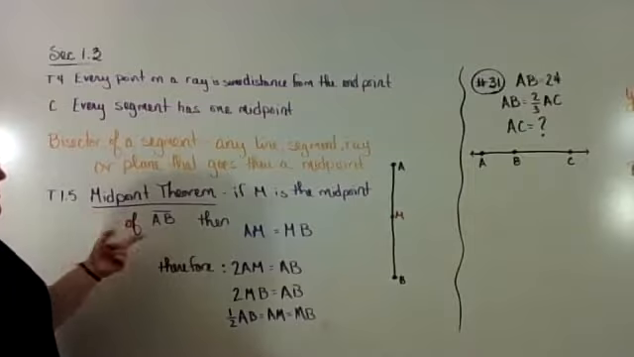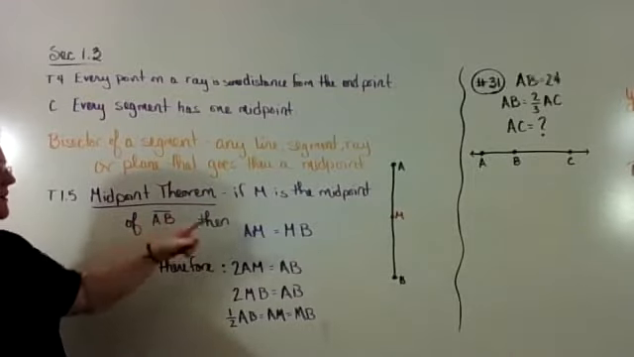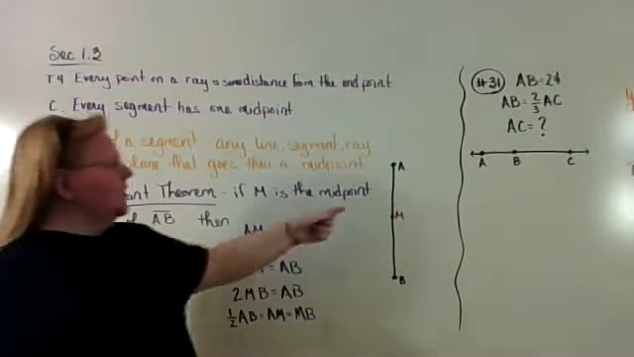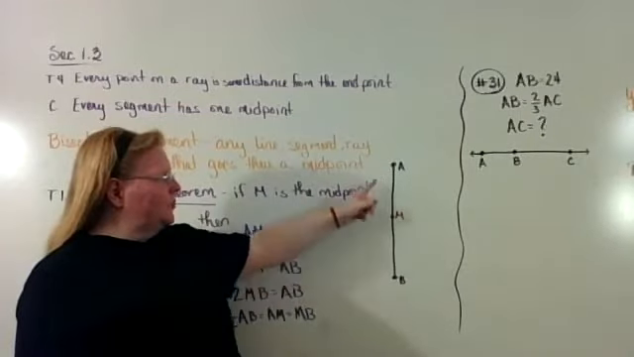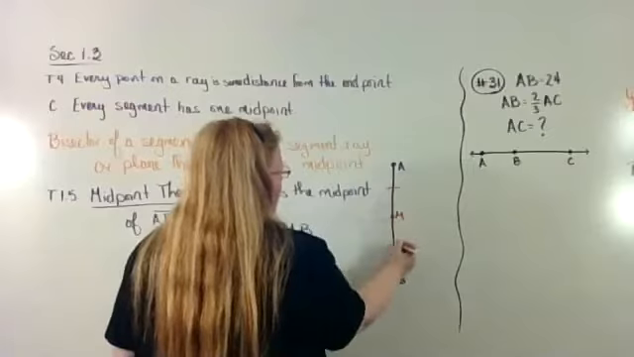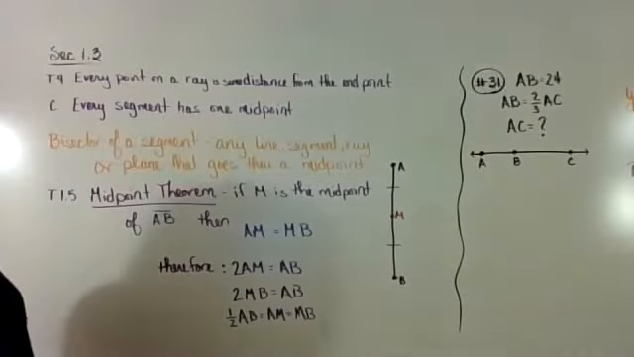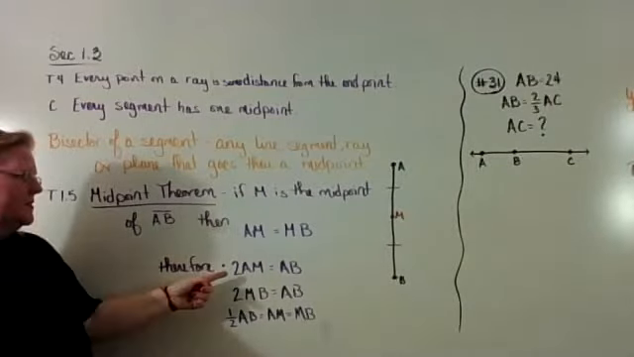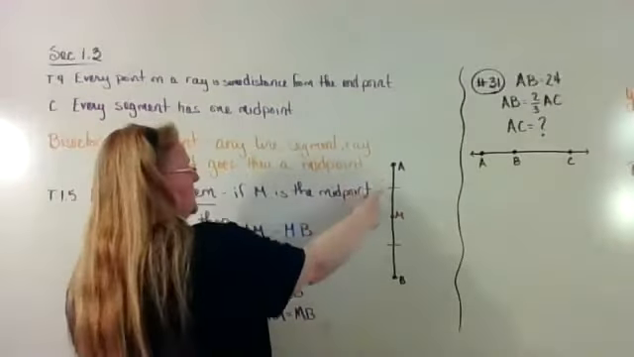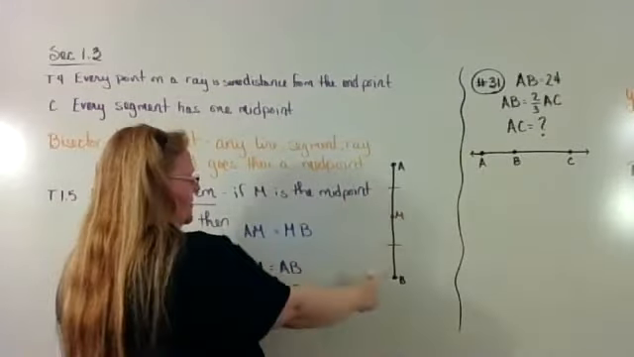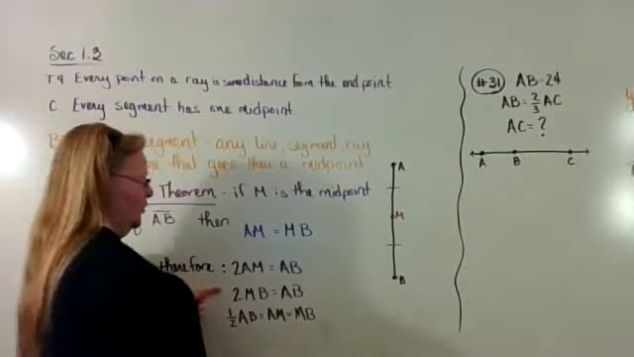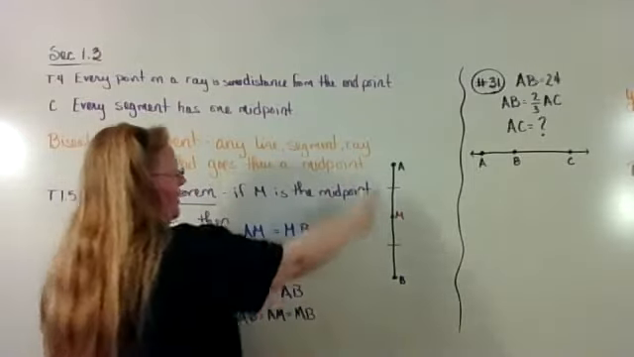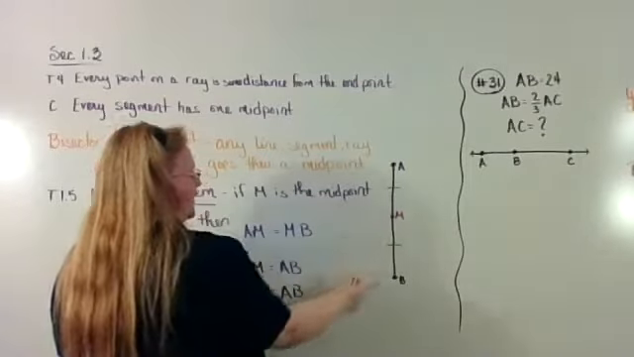So the midpoint theorem says if M is the midpoint of AB, then AM must equal MB. I showed you that in the previous part. But here, if I have AB and M is my midpoint, that means that this section has to equal that section. Because of that, you have a few other things that it means. It means that two of these distances is equal to the larger distance, or half of the larger distance is equal to one of the smaller ones.